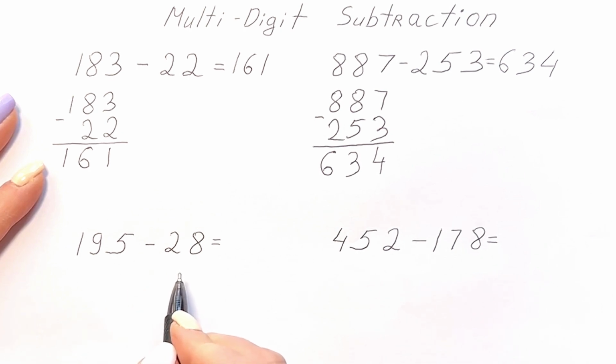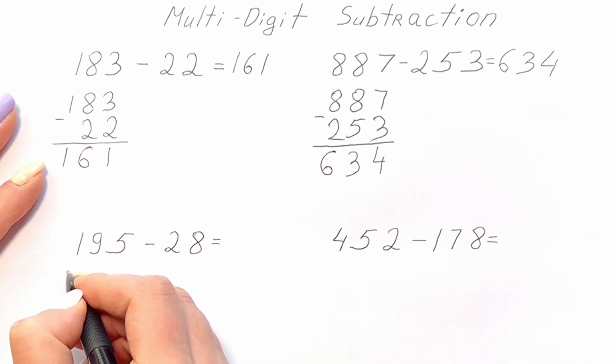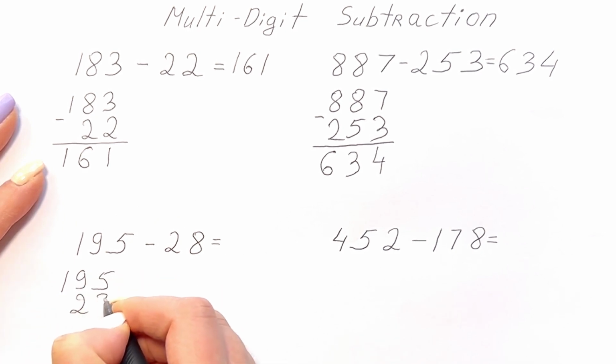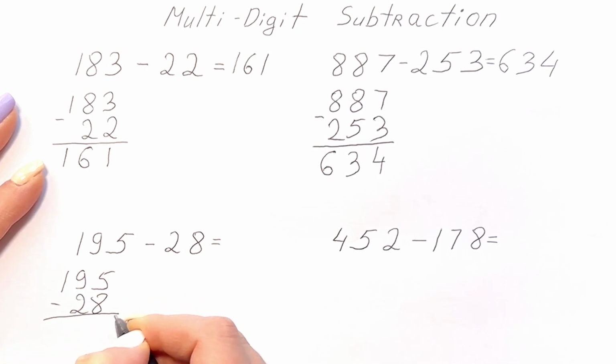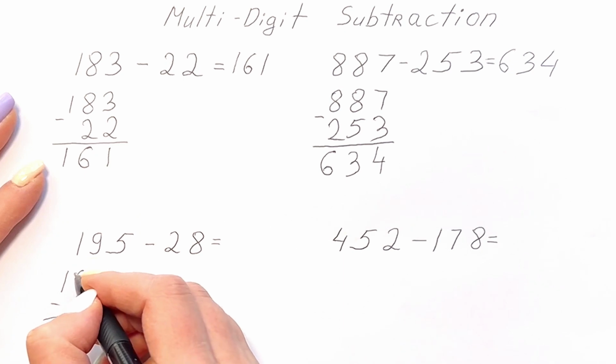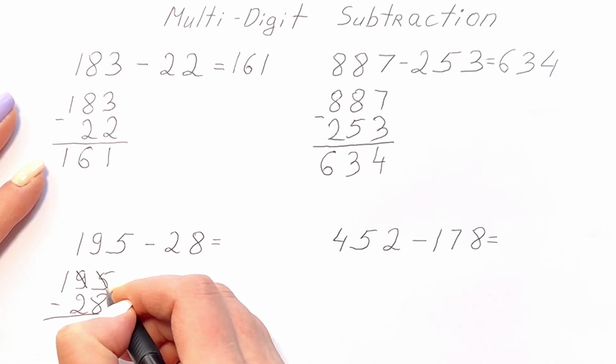Let's try another example. 195 minus 28. Again, let's line up these two numbers. Again, we will start from the ones place column. 5 minus 8. I can't take away 8 from 5 because 5 is smaller than 8. I have to make the 5 bigger to be able to take away 8. What to do? We will borrow 10 from the tens place and give it to the ones place.